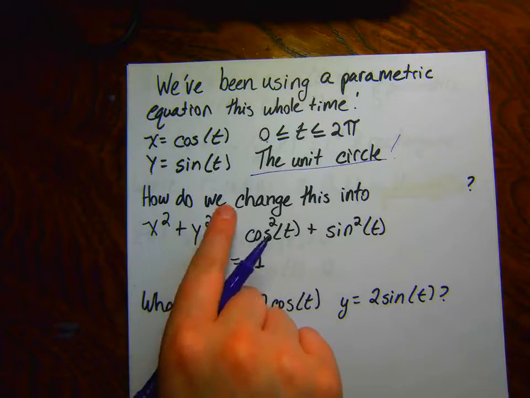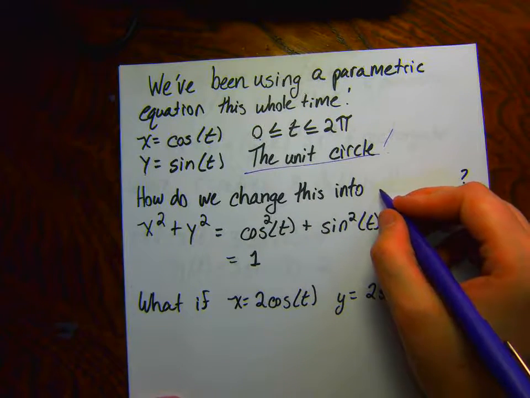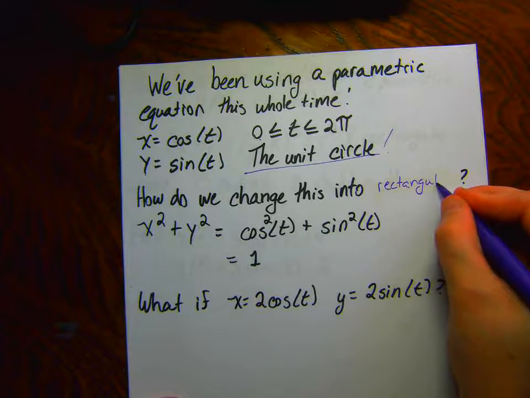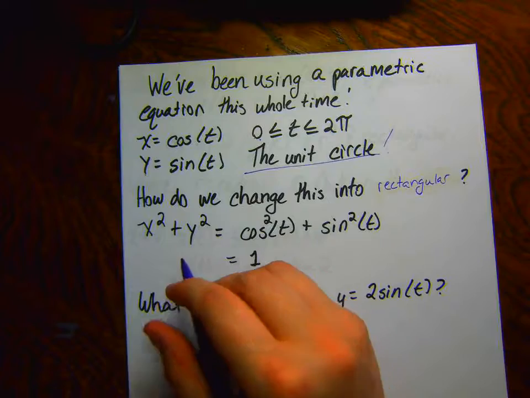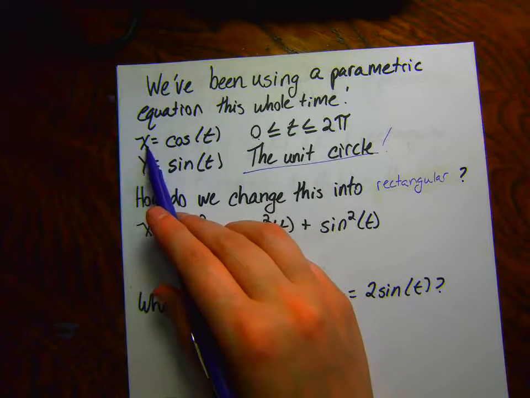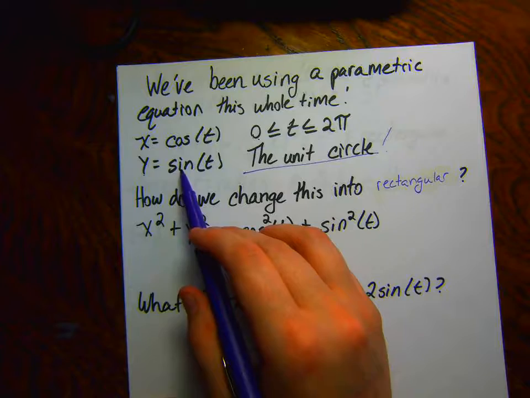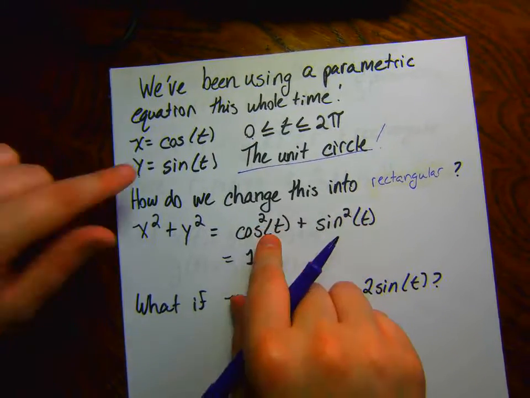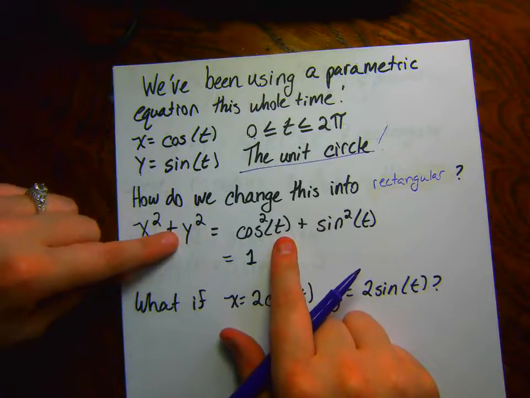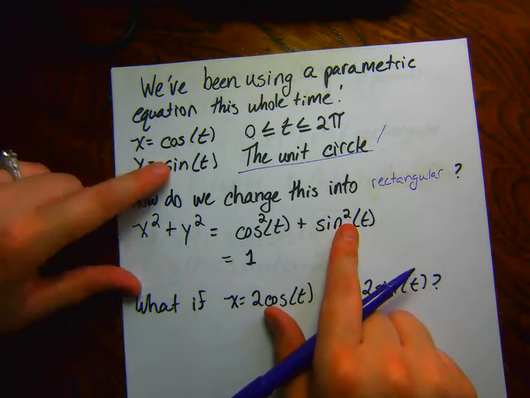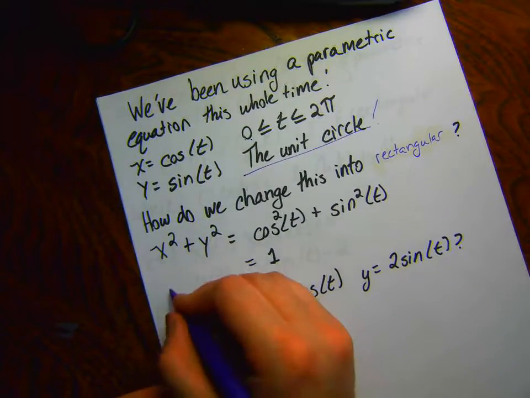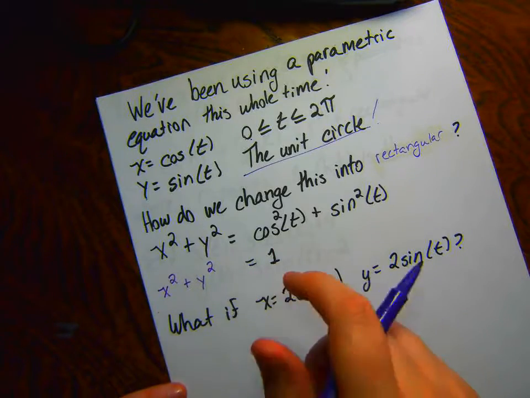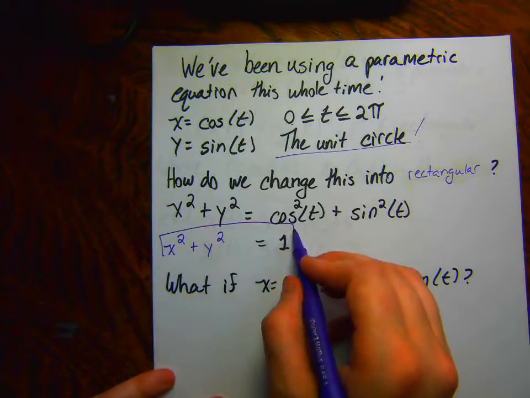Alright, but now how do we change the unit circle from parametric into rectangular? Okay, so how do we do this? Well, let's say that we take our x and we square it, and we take our y and we square it, right? Well, we know that that equals cosine squared, because remember, cosine was our x, plus y squared, and remember our y was our sine, and that equals 1. So then we get the rectangular equation of x squared plus y squared equals 1. So this would be our rectangular equation.